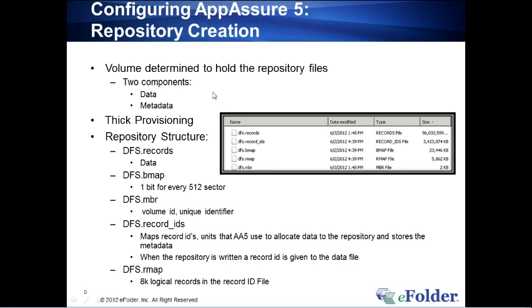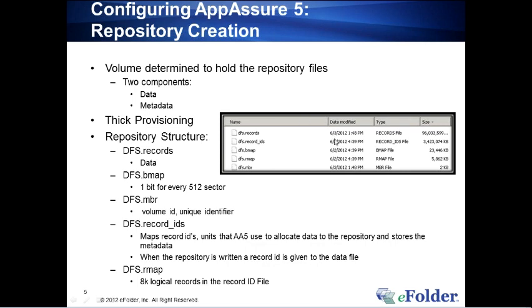Alrighty, so let's talk a little bit about AppAssure 5, the replication side, and deduplication. Obviously, we'll do a deep dive there. But to start, we've got to work on the fundamentals here. First things first, we have our repository creation. Now, the repository is exactly where you're storing your data for your backups. So in a replication environment, you're going to have a repository on the source end, and then you're going to be replicating that data offsite to eFolder's target end.